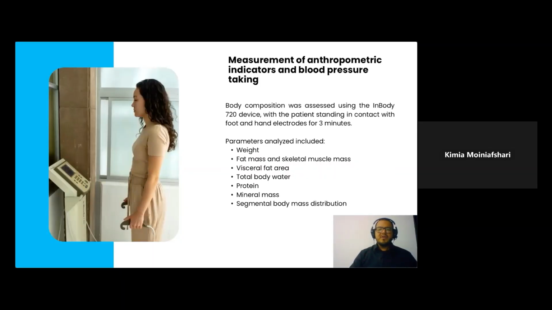Anthropometric measurements included body weight, height, neck circumference, and waist-to-hip ratio. Body composition was assessed using the InBody 720 analyzer to obtain data on total fat mass, visceral fat, skeletal muscle mass, and total body weight. A validated automatic device was used to measure blood pressure under resting conditions.